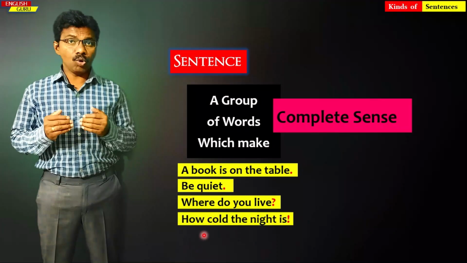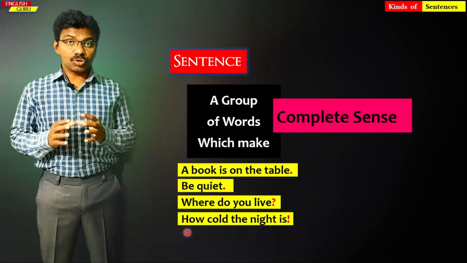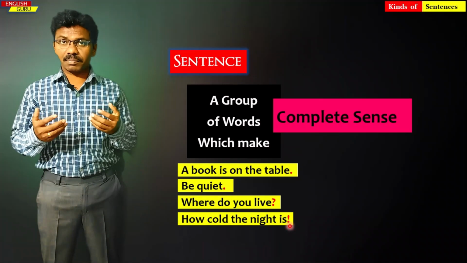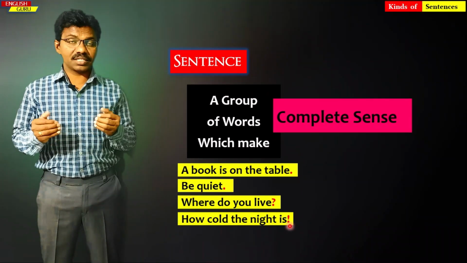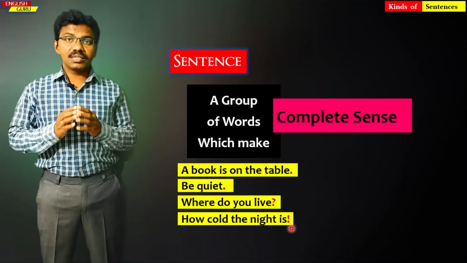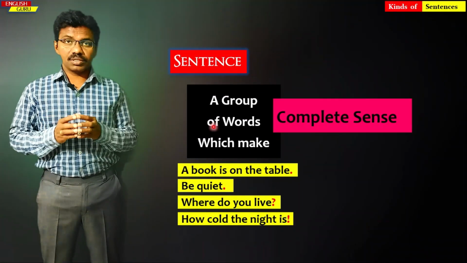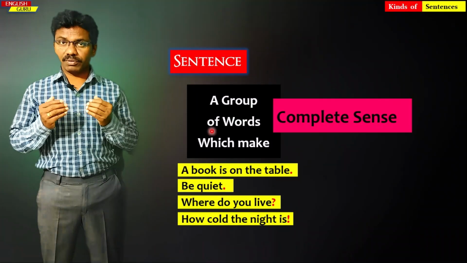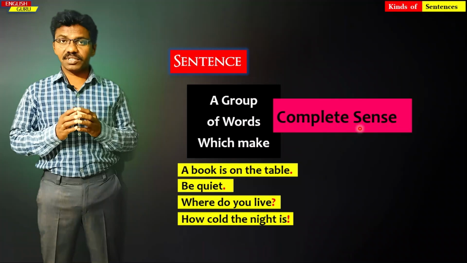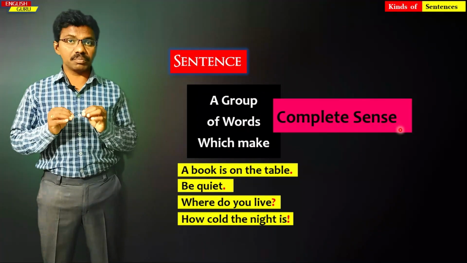In the next one, how cold the night is. So the night is so cold. So you're exclaiming, you're telling in a surprised manner how cold the night is. So it is also giving complete sense. So it is also a sentence. So in English, a sentence is a group of words which gives complete sense, complete meaning.